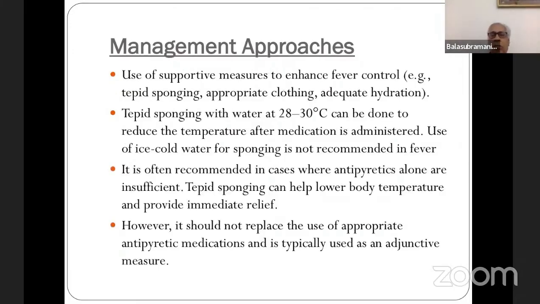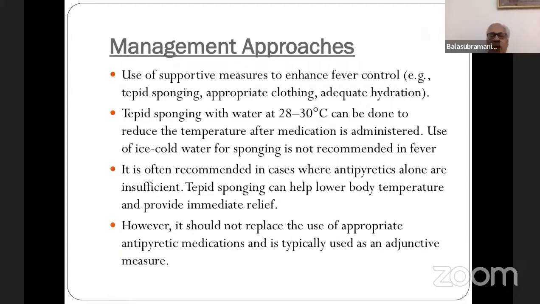Of course, physical methods of cooling have been traditionally used to bring down body temperature. I'm not a great proponent of tepid sponging. You must be wondering why. Tepid sponging may look like something which is very easy to do, which is harmless, and which may be effective. But I'm afraid the correct technique of tepid sponging is not often followed. What do you mean by correct technique of tepid sponging?